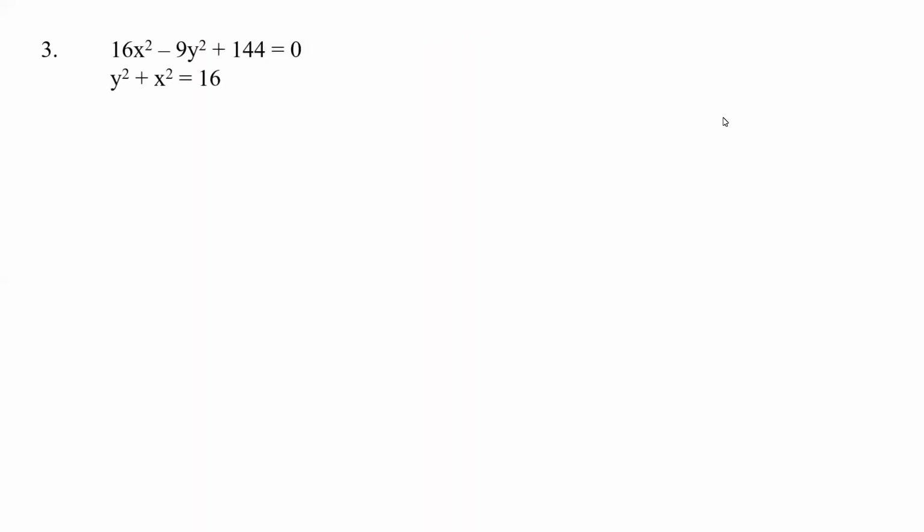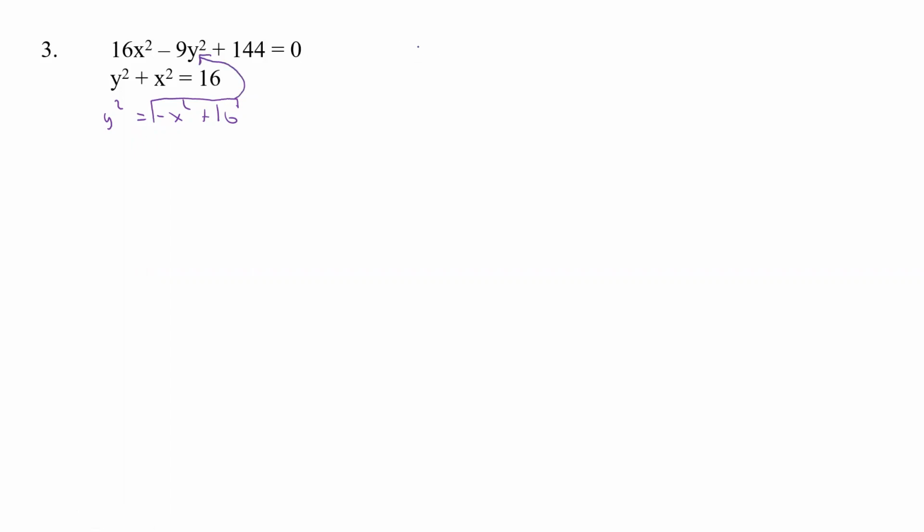Okay, so we're starting part 3 on section 9.3. This one says we have 16x squared minus 9y squared plus 144 equals 0, and y squared plus x squared equals 16. So what do we want to do here? Well, we could solve this for x squared or y squared and plug it in up here, and we would be fine. So let's just, because y squared is first, let's solve for that. And then we're going to take this piece and plug it in right there.